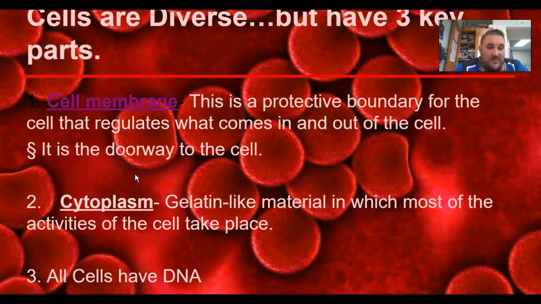Cytoplasm, plasma is the liquid within the cell. It's gelatin-like. It contains a lot of water, a lot of proteins, and this is where all of the chemical reactions inside the cell go. It's also where your organelles are going to be floating around. And finally, all cells have DNA. DNA is the nucleic acid that controls all living things. It has the directions for everything you need to be alive.